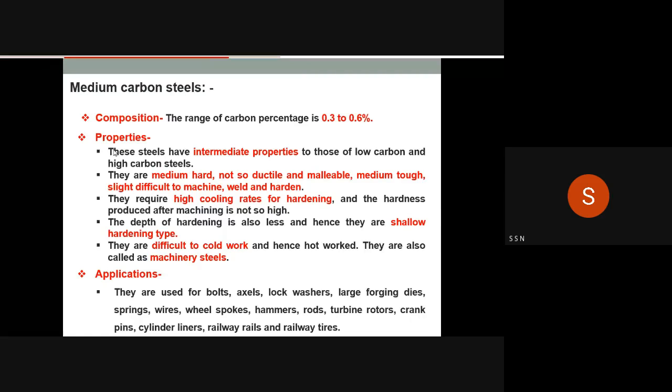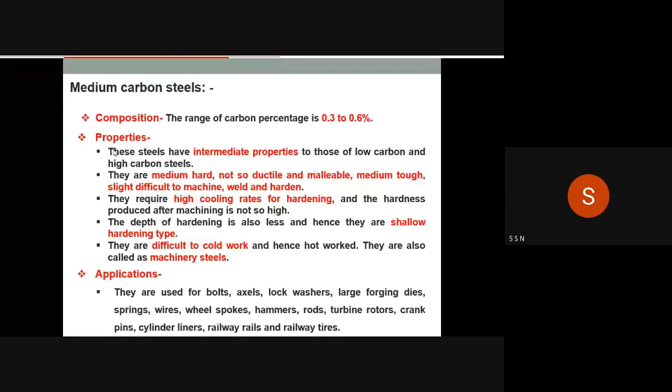They are medium hard, not so ductile and malleable, medium tough, slightly difficult to machine, weld and harden. You know that as the carbon percentage increases, the steel becomes harder. It will be very difficult to machine as well as to weld. So low carbon steel can be welded and machined very well, but medium carbon steel has all the properties in the medium range.